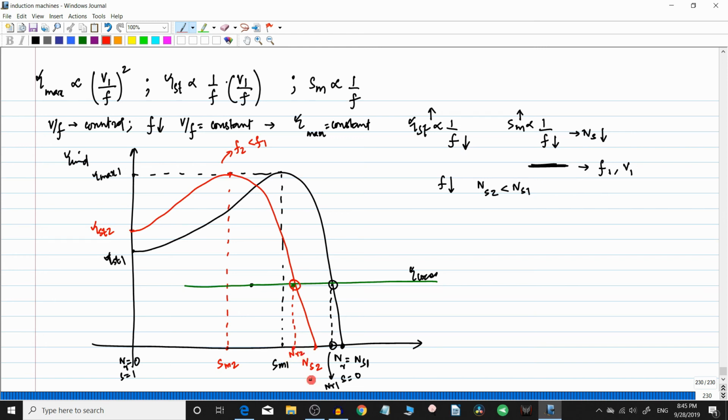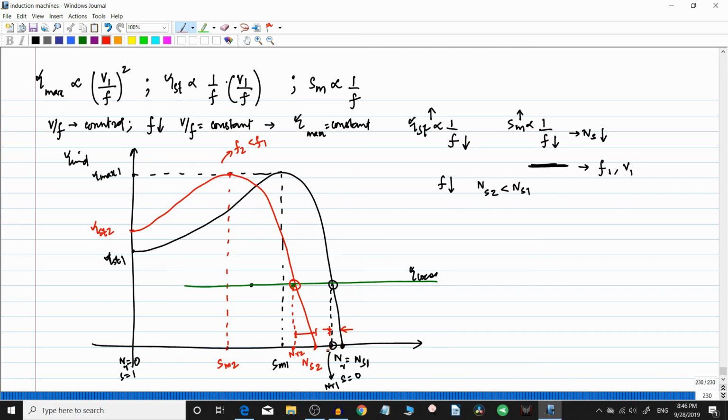So what we have seen is that this difference is here. See, this is NS2. From here to here it is NS2, and this is NR2. So this particular distance, that is NS2 minus NR2, will be the same as this particular distance. That is what we have seen.